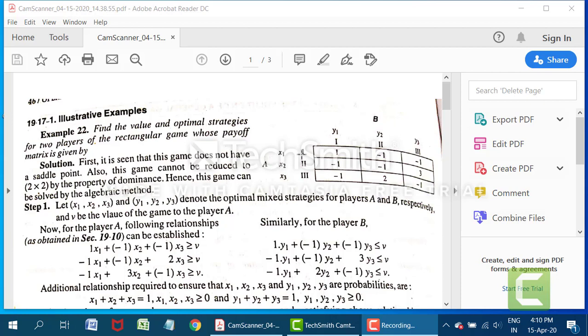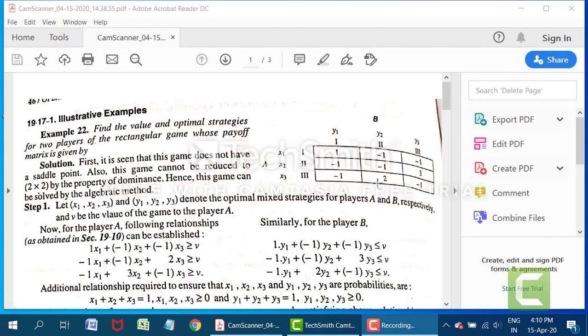What probability is he going to choose the first strategy, with what probability is he going to choose the second strategy, with what probability is he going to play the third strategy, like that. The probability distribution you need to find out. Let those probabilities be x1, x2, x3. So there are three alternative strategies for him. The probabilities with which he is going to play these strategies will be x1, x2, x3. Similarly, player B has three mixed strategies 1, 2, and 3. Let y1, y2, and y3 be the probabilities that B is going to play strategies 1, 2, and 3.